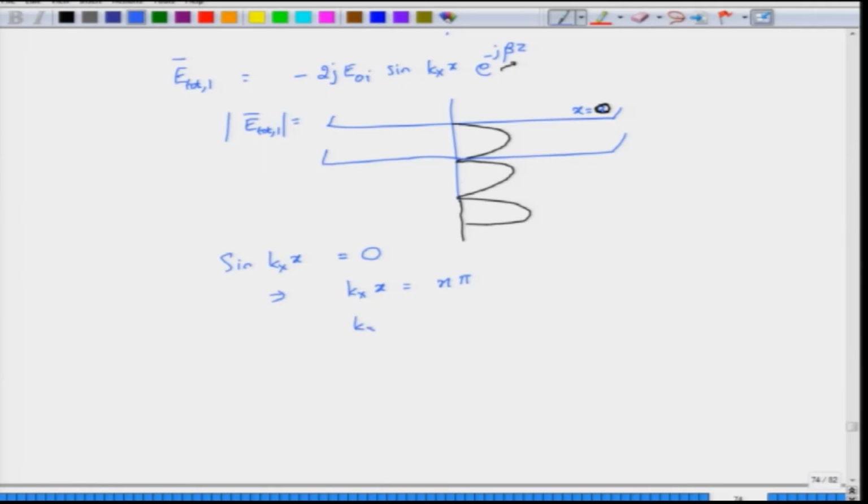It would go to 0 again at, say, x equals... let us take n equal to 1, because if I take n equal to 0, I do not have any solution here. So, with n equal to 1 as the first solution that is possible, the next point where it goes to 0 is when x is equal to pi by kx. But what is kx?